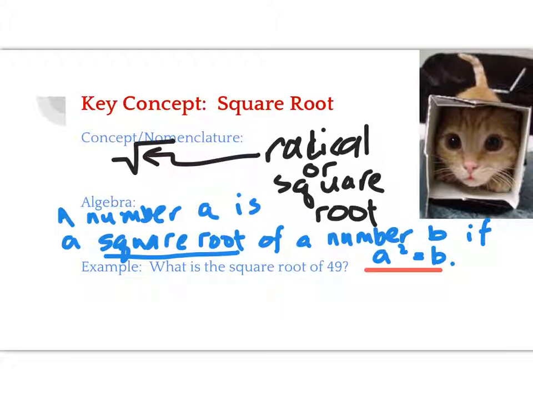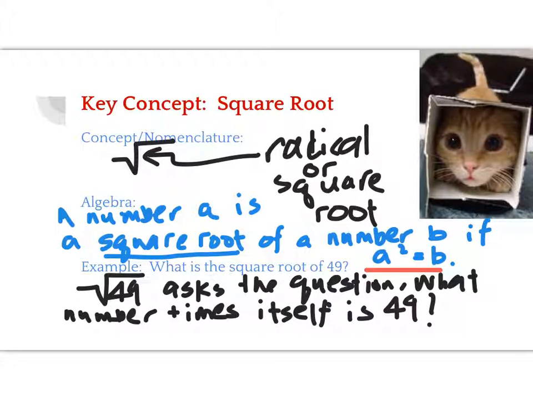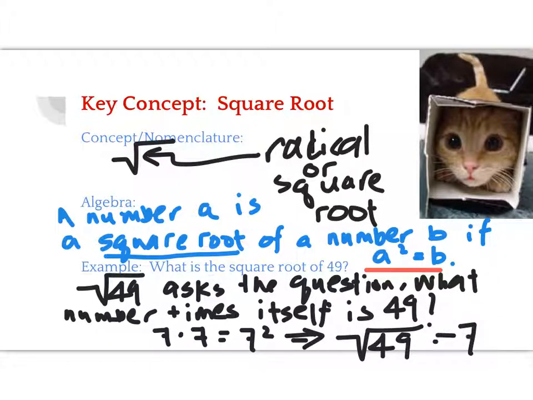As an example, what is the square root of 49? We can write this symbolically as the square root of 49. It asks the question, what number times itself is 49? And that, of course, would be 7 times 7, or 7 squared. So that tells us that the square root of 49 equals 7.